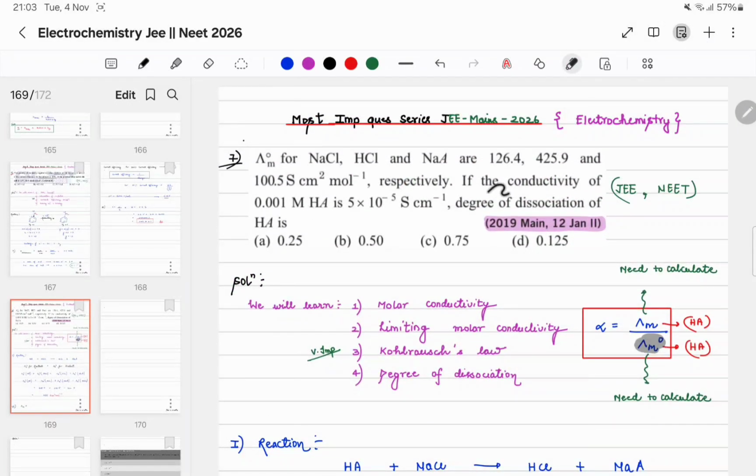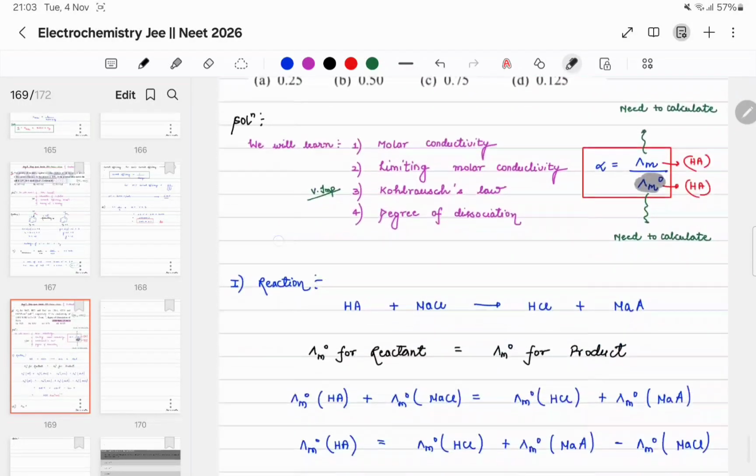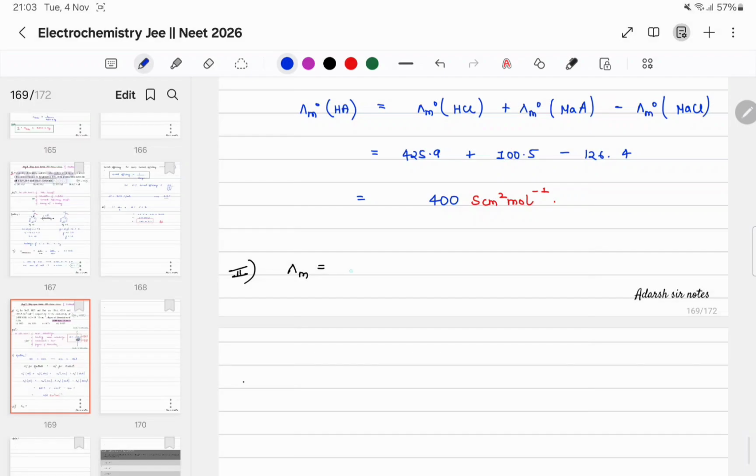for what purpose they have given this. The conductivity, kappa, of 0.001 molar HA is 5 into 10 to the power minus 5 Siemens centimeter inverse. If they have given the kappa, we can easily calculate the molar conductivity. So you need to understand the formula. I am writing one formula: kappa into 1000 by molarity. You tell me if it is right or wrong.